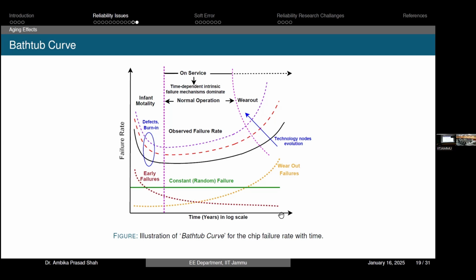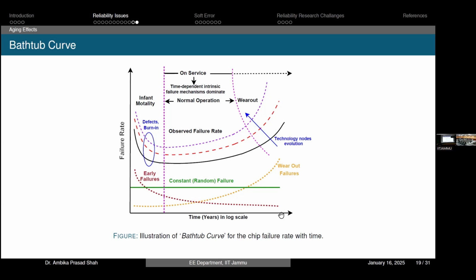But this is really very important: after a certain period of time, chips start wearing out. Because of the wearing out, failure probability increases. Early failure is high, but with time this kind of failure will be less. But if you see their impact combined, it is something like a bathtub.